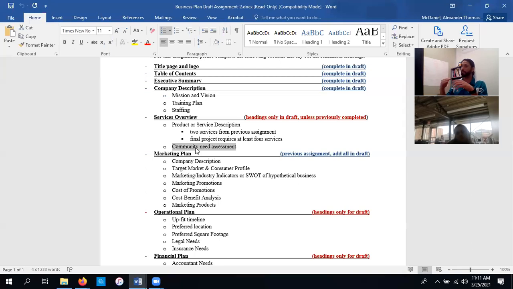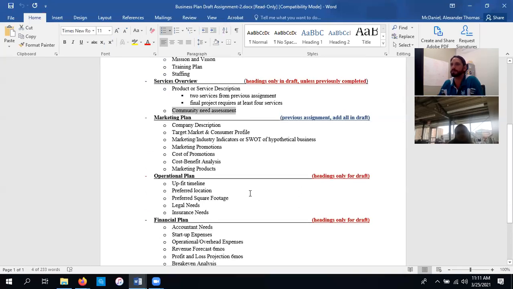And then do a bullet point list of everything that you looked up. This many people work out. This many people are in teams. This many people are in this age range. Things like that. And then that's your community needs assessment.